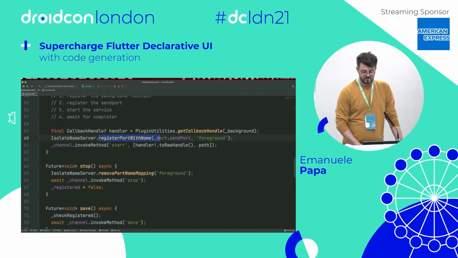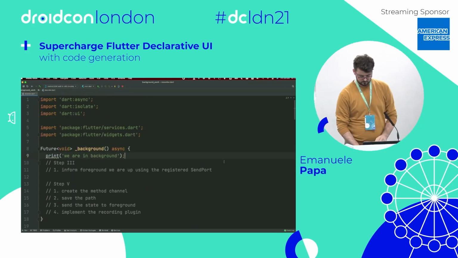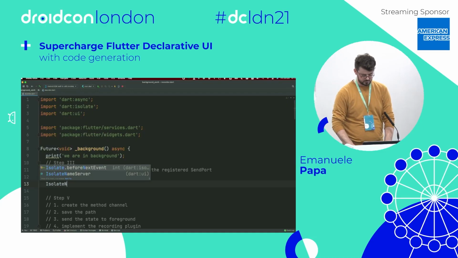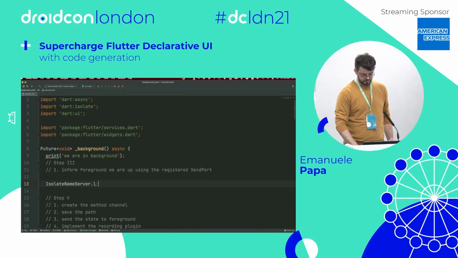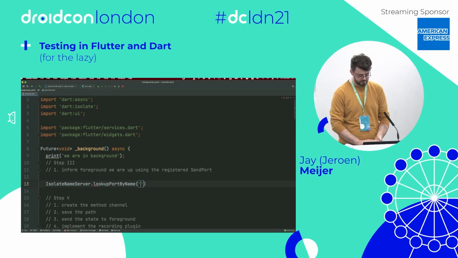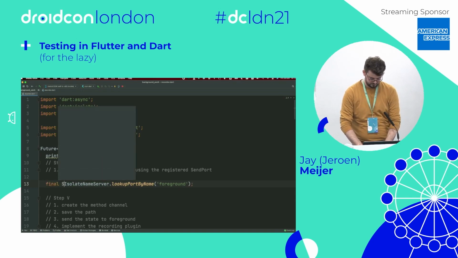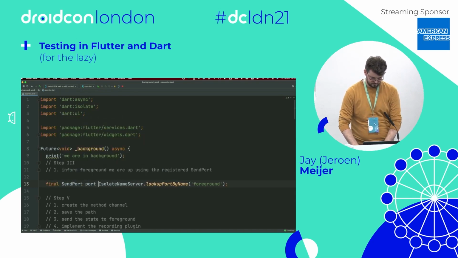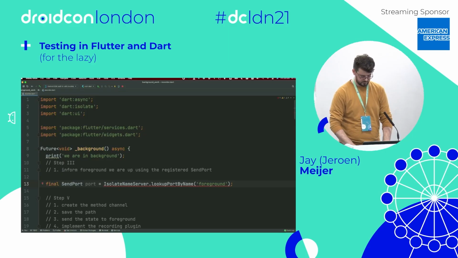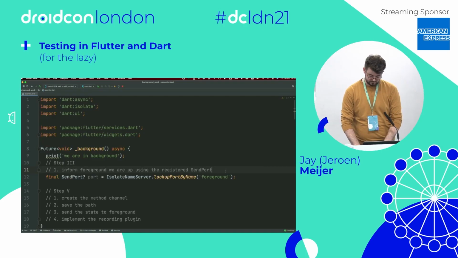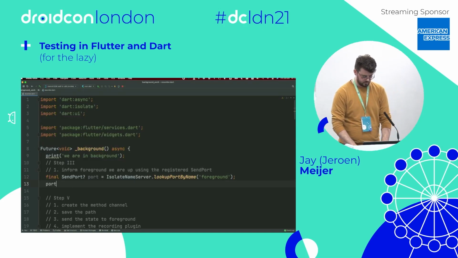We have register port with name, and then we're going to say IsolateNameServer.lookupPortByName, and we're going to use the same name. And this will give us a send port. It's nullable, yeah, because it might not be there. But in this case, it's there. So we're going to say port send. I'm going to just send the null value.